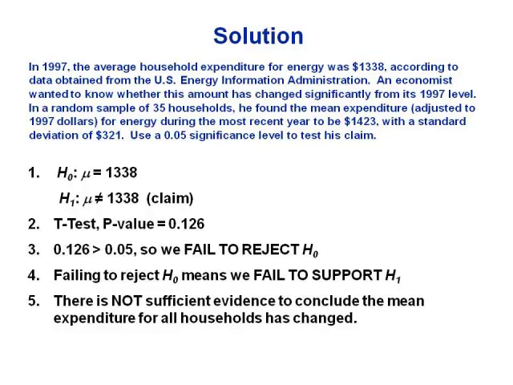Our claim is that it has changed, which means that it is not equal to 1338 anymore. So that's our alternative, mu not equal to 1338. It doesn't say whether he thinks it's increased or decreased, just says changed. So that's what we do. And then that makes the null equal to 1338. We only have S, so it's a t-test.